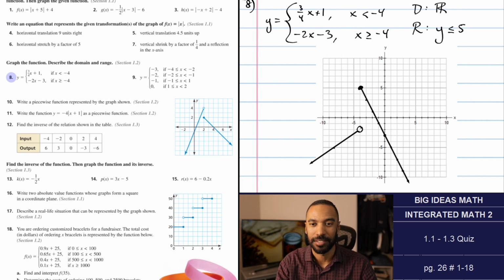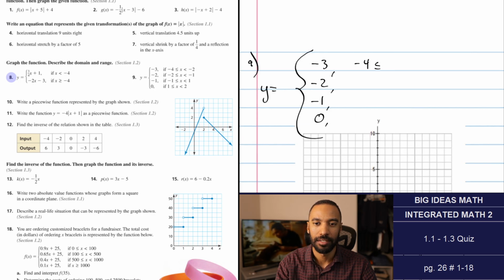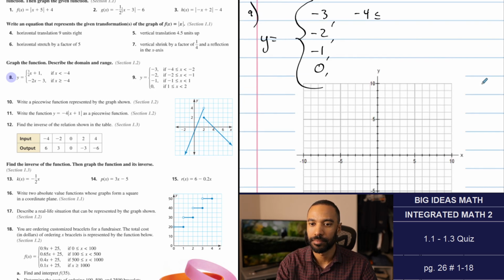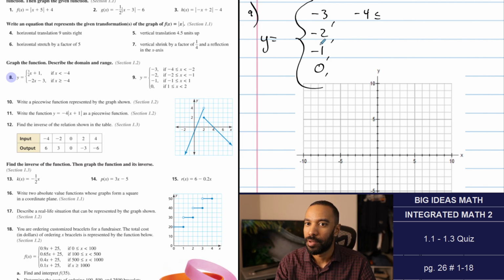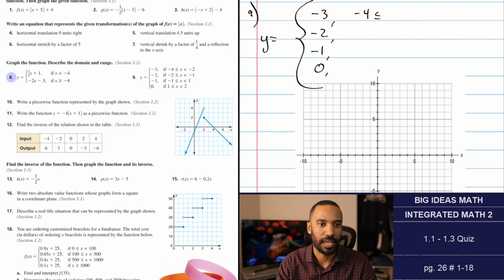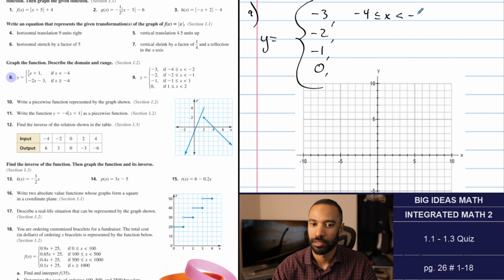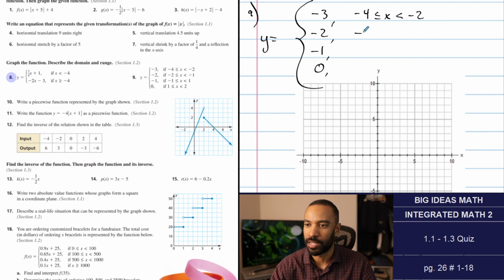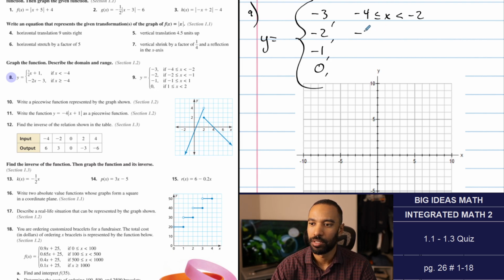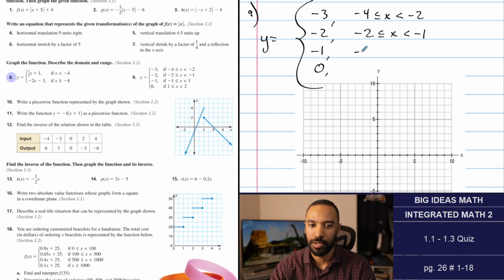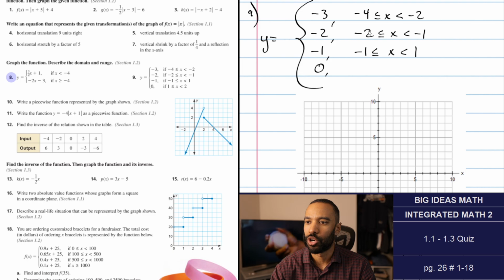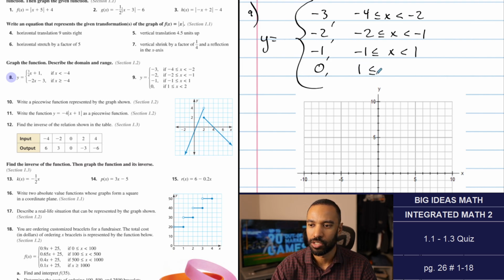Okay, now I'm going to move forward to number 9. And on number 9, we have the following. -3 is the y value between -4 and -2. And that hits -2 between -2 and -1. And then it hits -1 between -1 and 1. And then 0 between 1 and 2.